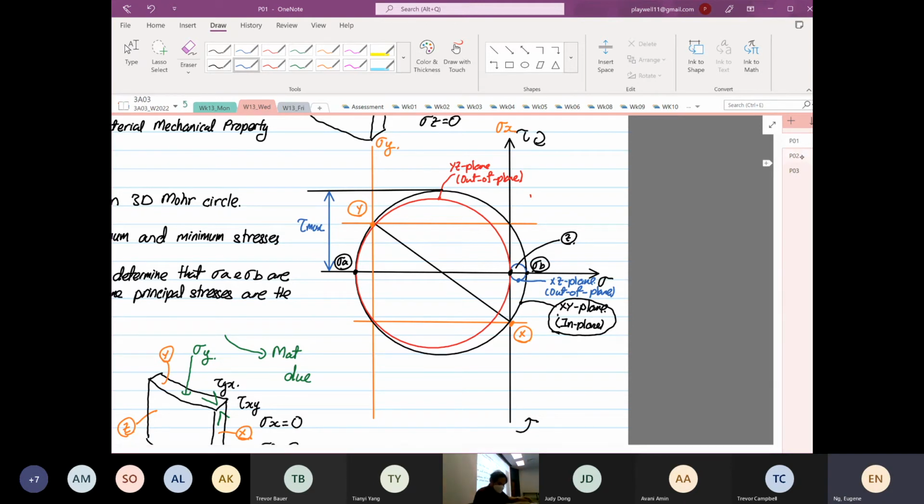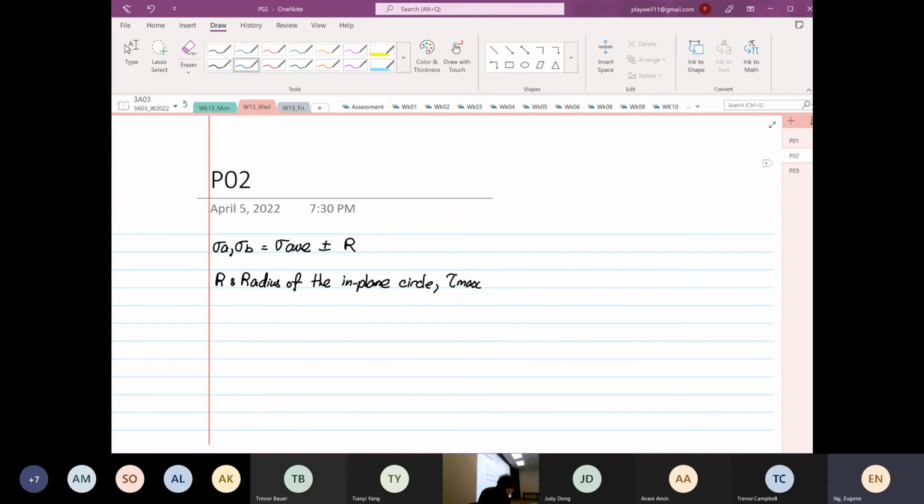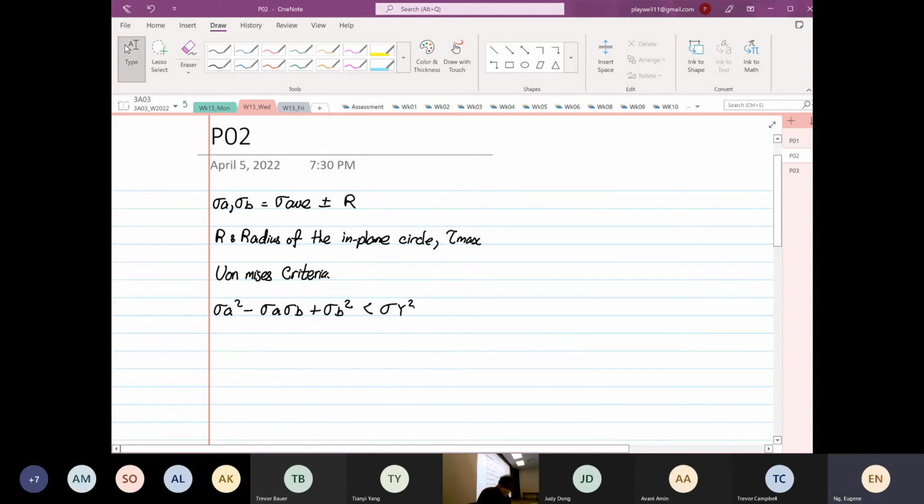So from here, we just write out the equation first. If we look into Mises's criteria, we have stress A squared minus stress A stress B plus stress B squared must be less than stress U squared.